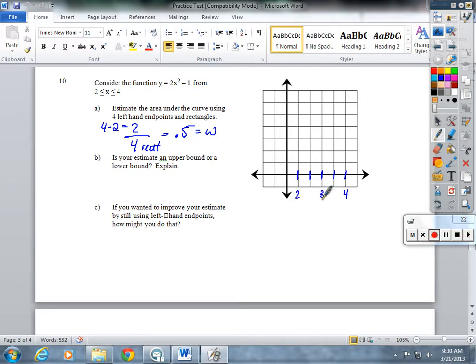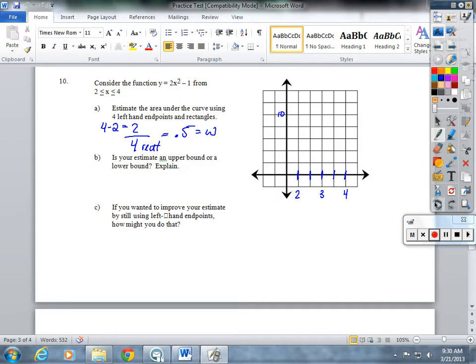Okay, and then we're going to plot our graph. So let's see here. 2 squared is 4, times 2 is 8, minus 1 is 9. So we've got to get to 9 here. We're going to have to count by 2's probably. So that's 10, which means 9 is going to be right here. And then let's see here. 3 squared is 9, times 2 is 18, minus 1 is... Okay, we're going to have to get a lot farther than that.